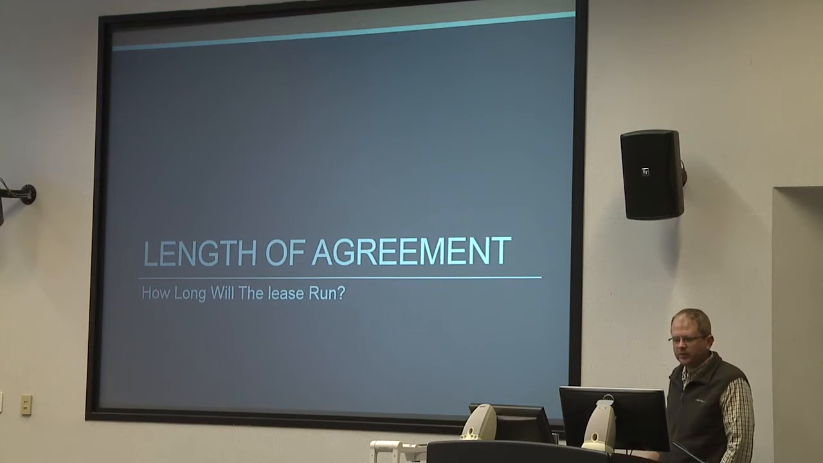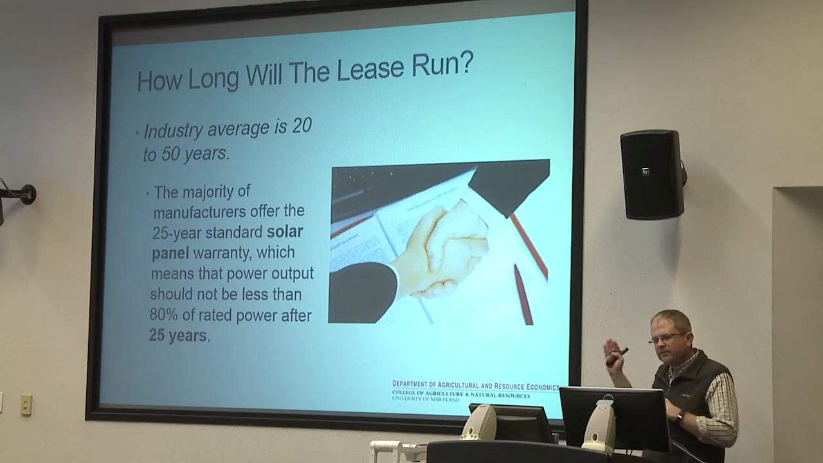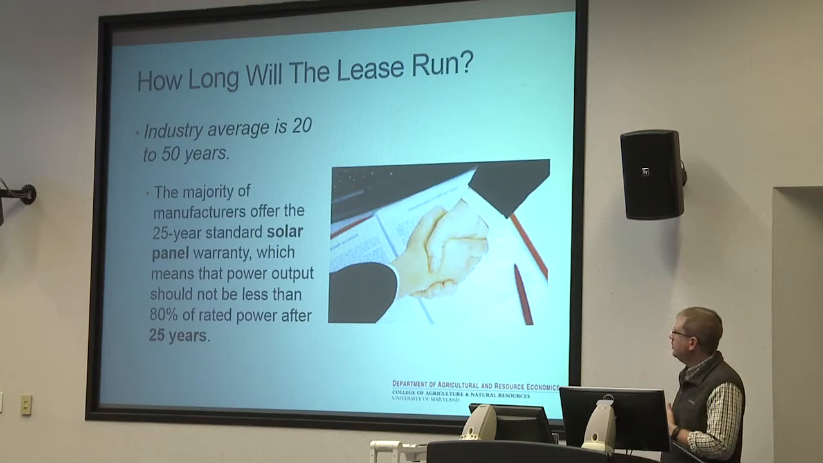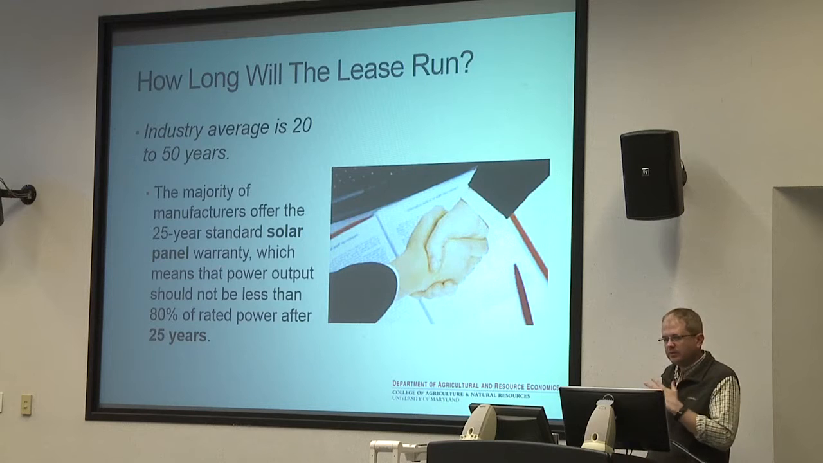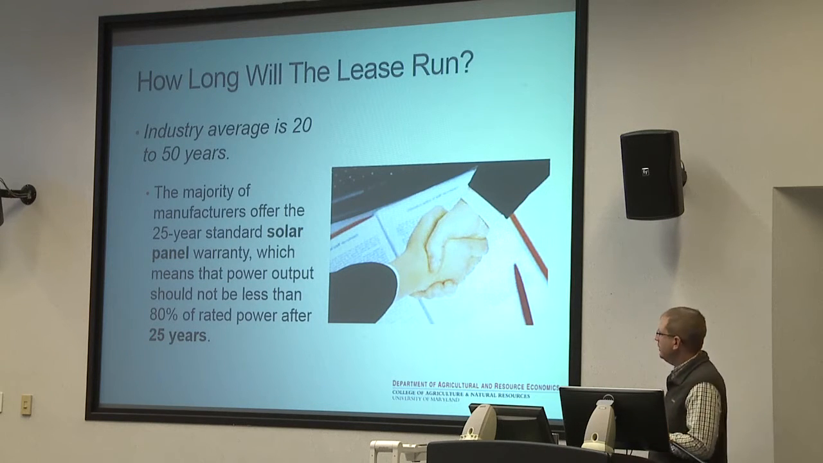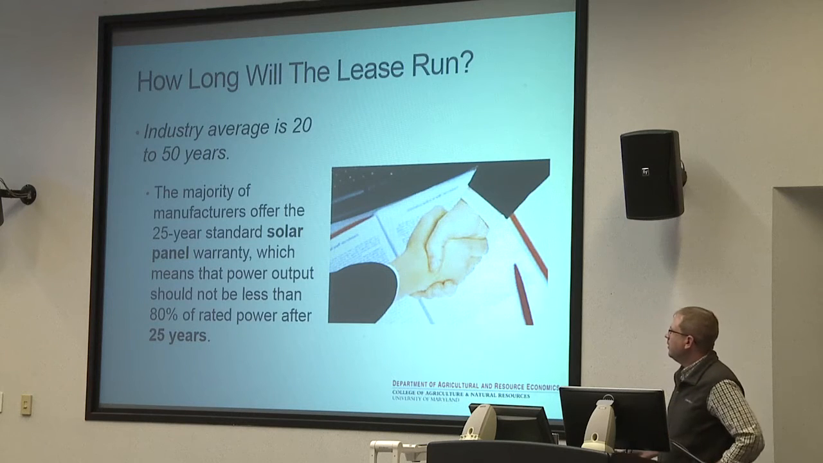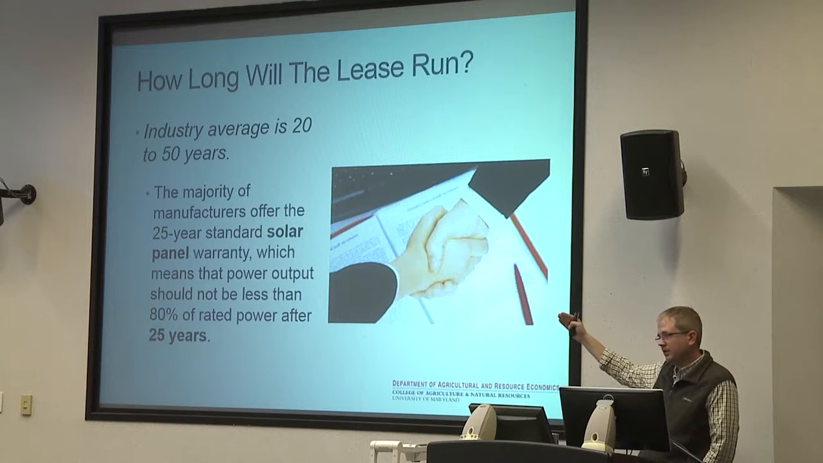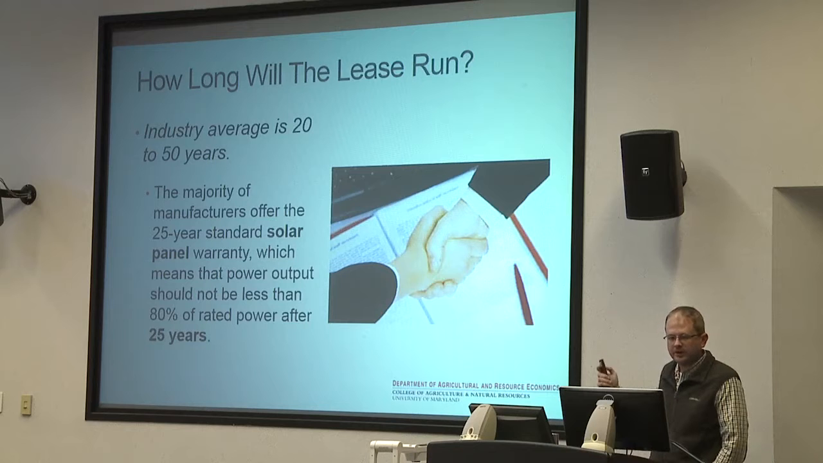How long are these things going to run, the length of the agreement? The industry average is 20 to 50 years. The majority of the solar panels have a standard 25-year warranty on them. That's about how long their life is. They start reducing in power output as they go along. So we're looking at potentially 25 years or longer. It's probably going to be longer because there's going to be a construction period, and there's going to be an option period where they're going out and testing the property to make sure you're in the prime location for sunlight and what they need to do.